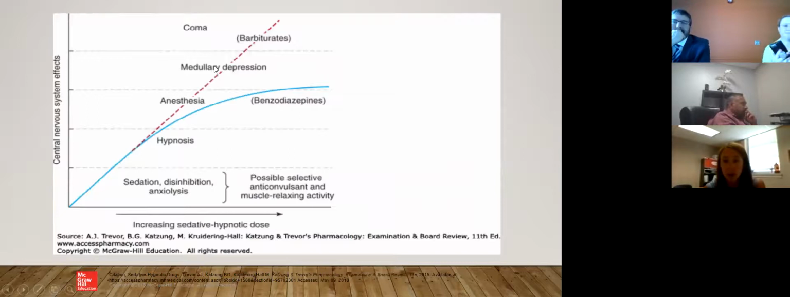reach medullary depression, which is what we're concerned about: things like respiratory arrest, hypotension, cardiovascular collapse, death from overdose. Those are the things that we worry about, because that shifts this curve so that those things can happen at smaller doses of benzodiazepine than they would otherwise in the absence of an opioid or alcohol.